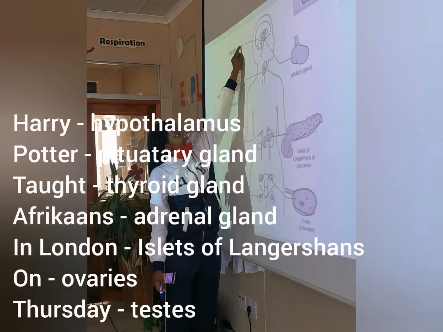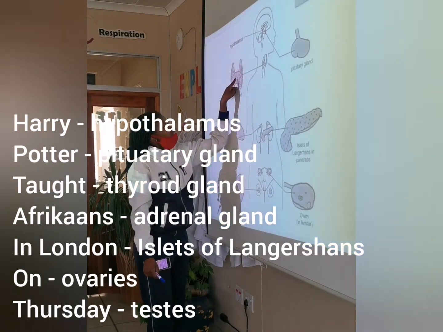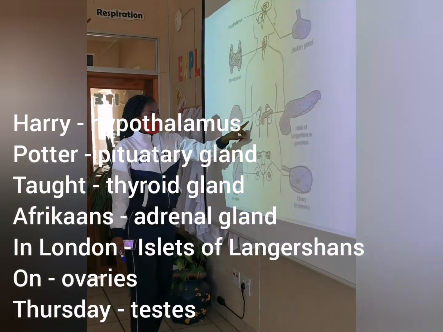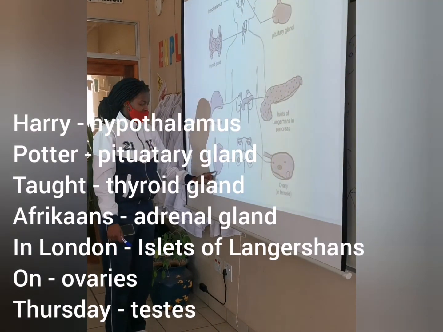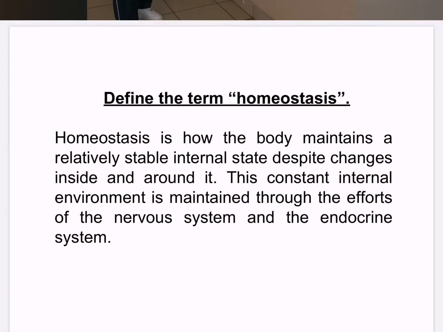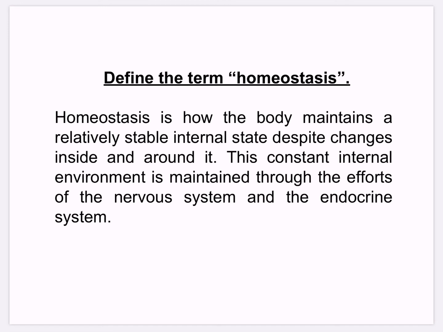So it's Harry, so it's just going in a downward direction. So hypothalamus, that's Harry Potter's all up there. Torch, adrenal gland is Afrikaans. In London is Isis of Langerhans. On ovary, Thursday, testes. Thanks, OWAM. I hope that helps everybody else as well. Remember the names of the glands and the order they go from top to bottom in the body.